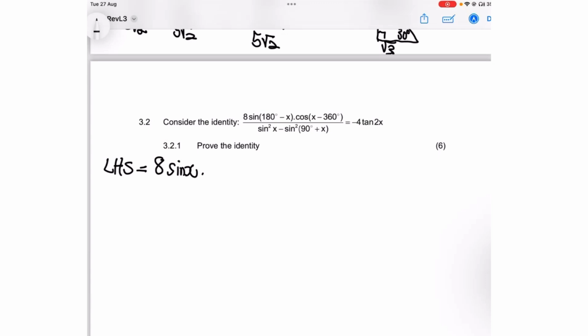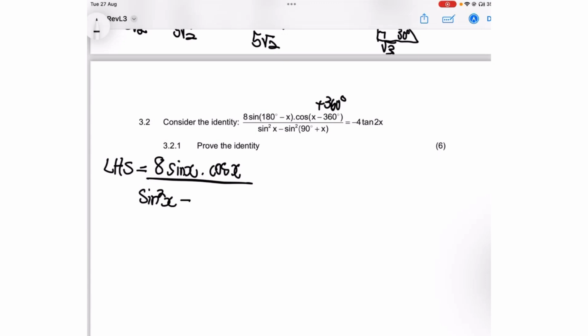Now, usually what you have is 360 minus x, but then you've got x minus 360. So you need to understand that that is a negative angle. So what you need to do is to add the 360. So when you add 360, what you usually actually get is cos of x. So you get cos of x there because you're going to add 360. So you add 360 here because it's a negative angle. And then you've got sine squared x.